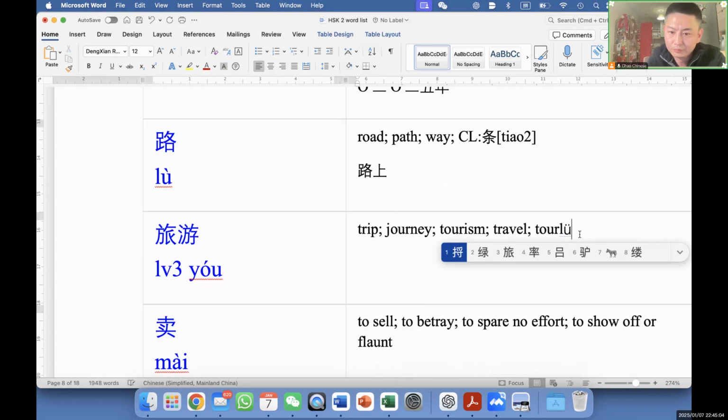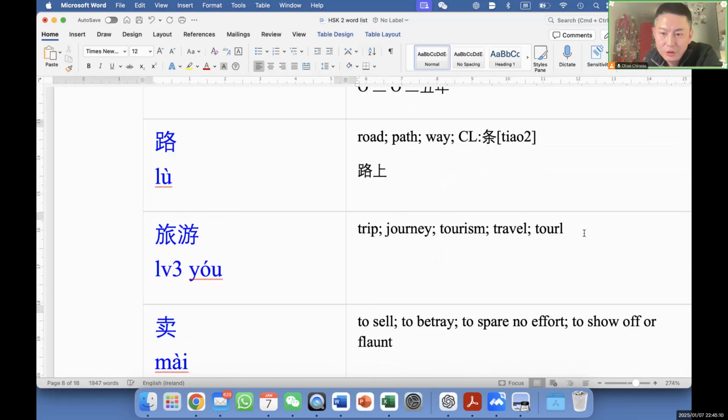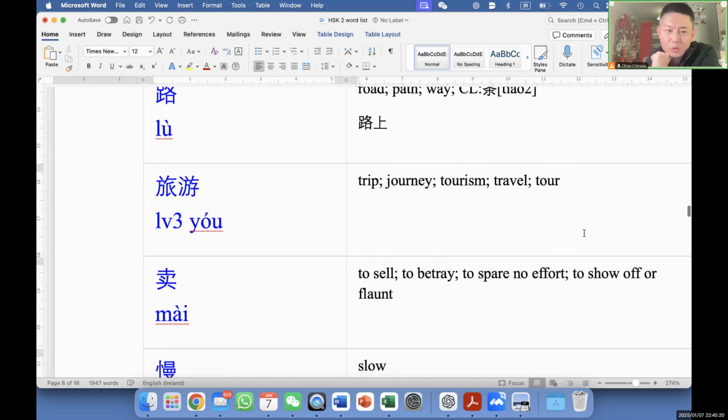And 旅游, because it's hard to type that. 旅, see that? That's how you type, but you can't really type that. 旅游, 游 is to swim. 旅 is having a journey. Swimming in the journey is another quite good word.